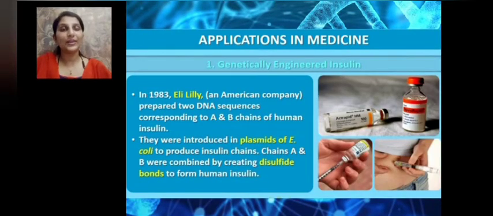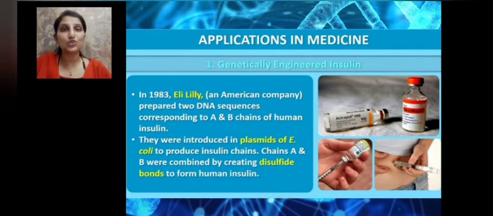In 1983, an American company called Eli Lilly prepared two DNA sequences corresponding to chain A and chain B of human insulin. Sequence A codes for the A polypeptide and sequence B codes for the B polypeptide. They were introduced into the plasmids of E. coli to produce the insulin chains. Chains A and B were combined by creating disulfide bonds to form human insulin.